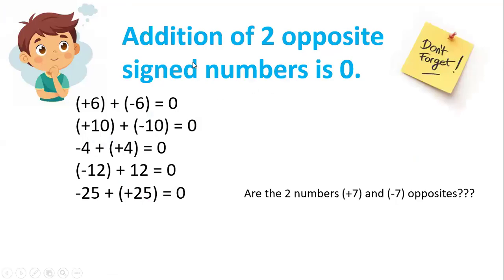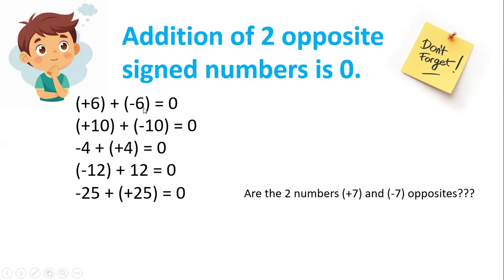Now, we have an important rule which says addition of two opposite signed numbers is 0. Do you still remember opposite signed numbers? They are numbers having the same number but different signs. One is positive, the other is negative, or one is negative, the other is positive. For example, plus 6 and minus 6, plus 5 and minus 5, minus 10 and plus 10. These are opposites. Whenever we are adding opposite signed numbers, our answer will be 0.